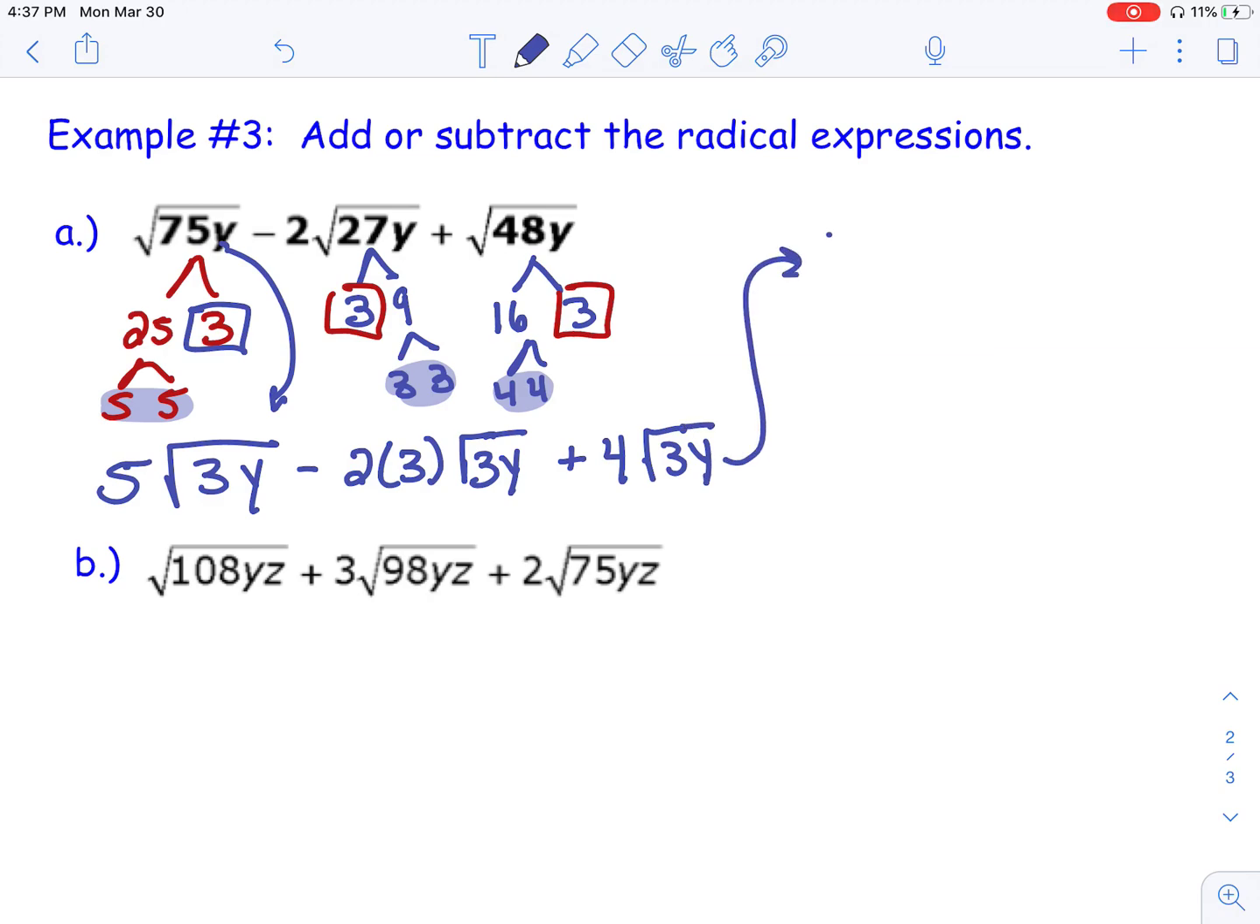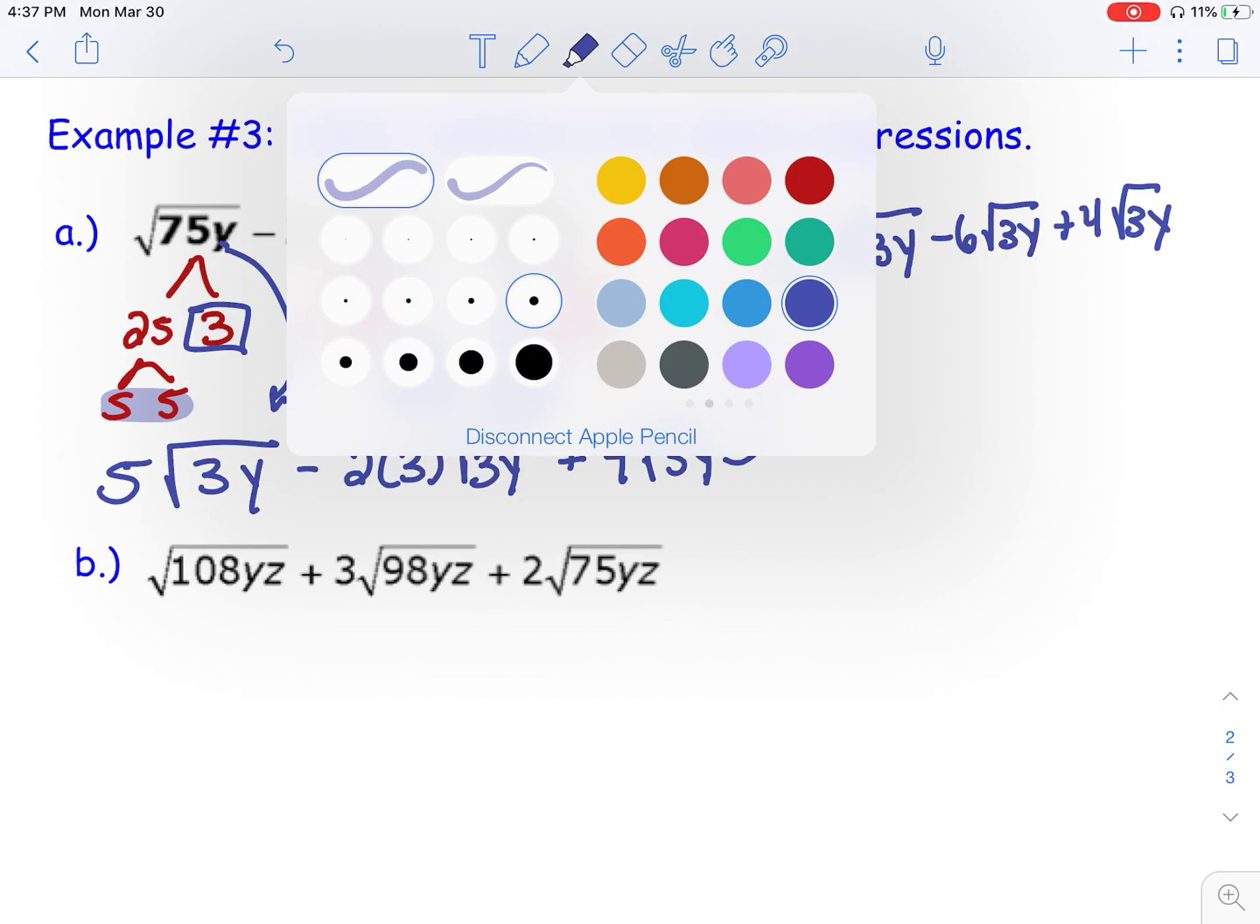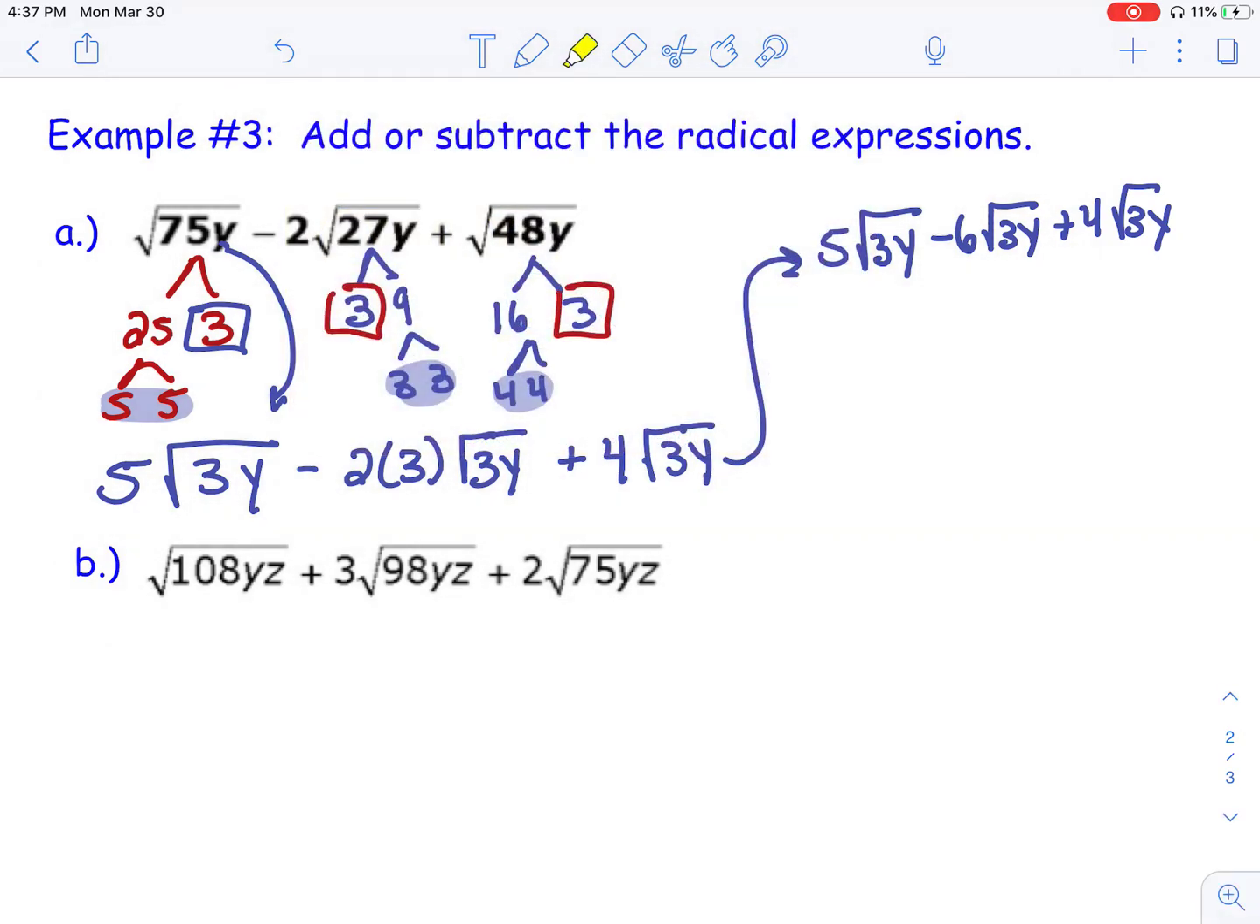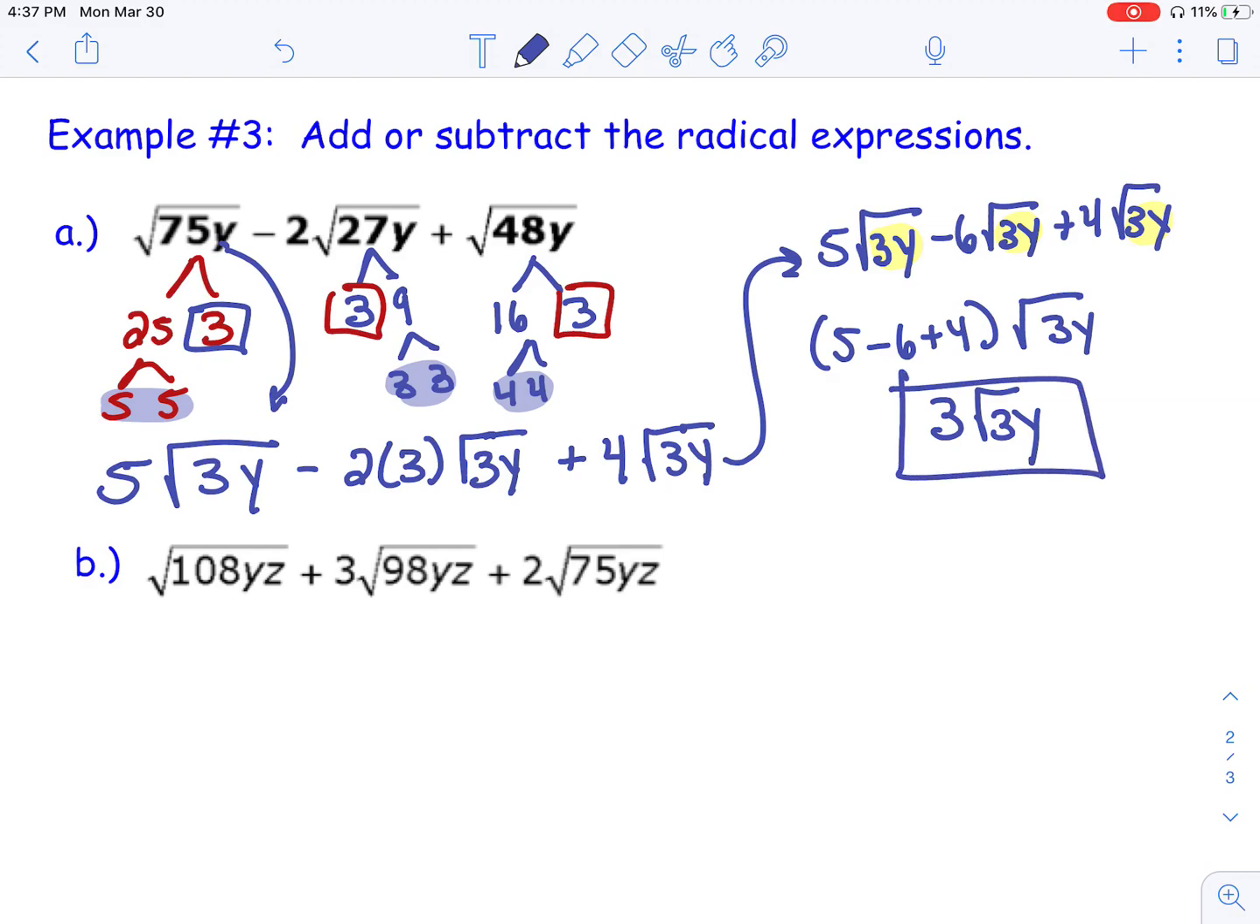So I'm going to clean this up. I have 5 square root 3y minus 6 square root 3y plus 4 square root 3y. They all have the same thing under the radical, so I can combine these. So it becomes 5 minus 6 plus 4 times square root 3y. So 3 square root 3y is my final answer.